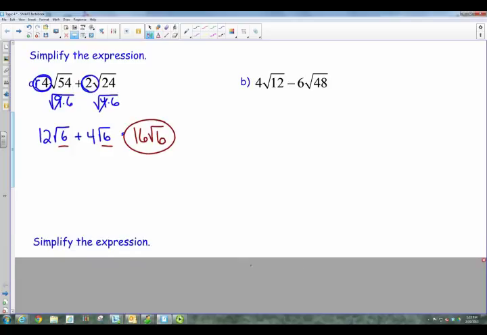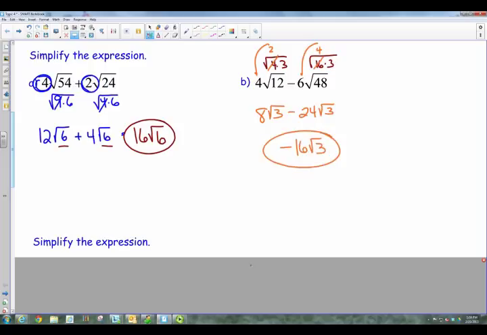Okay, so for B, 12 would be broken down to 4 times 3. 48 could be broken down to 16 times 3. And what you should start to notice is there's a common number in between these, and that's how we know they're going to work out. So the 4 becomes a 2. That 2 gets multiplied by this 4 down here, and I've got 8 square roots of 3. The 16 turns into a 4. That 4 gets multiplied with that 6, and that becomes a negative 24 square roots of 3. And 8 minus 24 is a negative 16 square roots of 3, and there's your final answer.